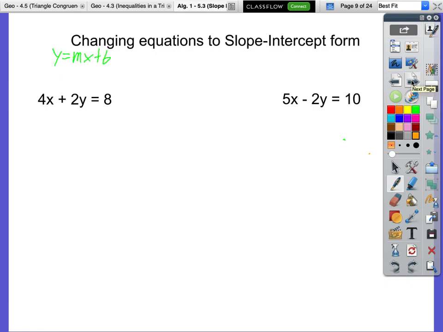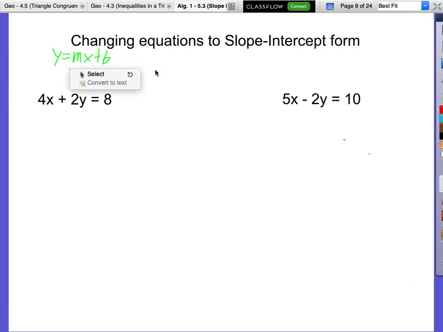For slope intercept form, we need the y to be by itself. Because if it's not by itself, then we don't have our actual slope here, and we don't have our actual y intercept here. So we need the y by itself. So we actually don't want to divide first. Let's think about it this way. What if we had it like this? What would you do first?